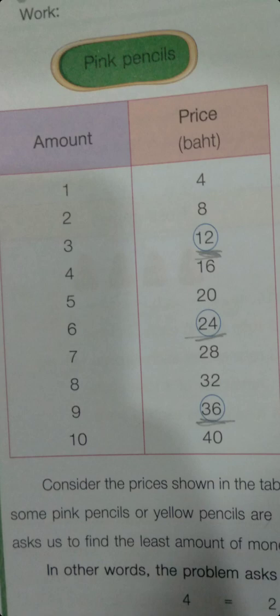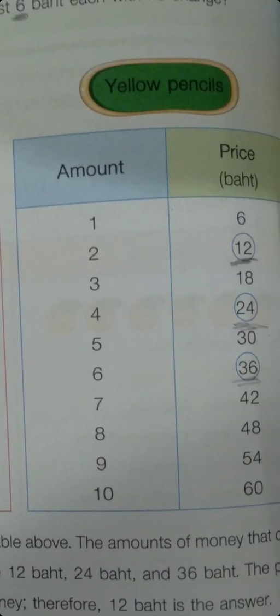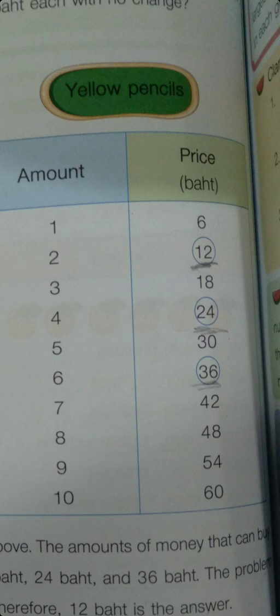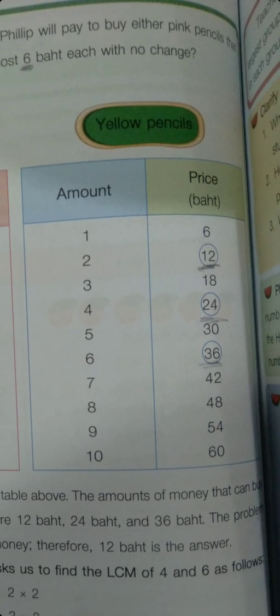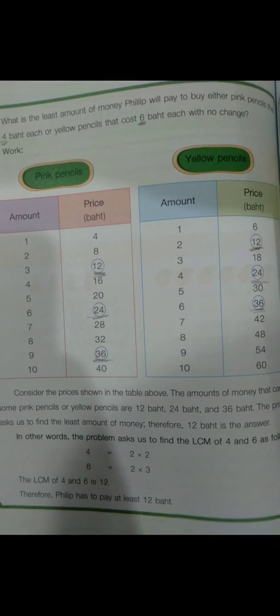Now let's take a look at the yellow pencils. For the yellow pencils, amount 1 is 6 baht. 2 is 12 baht. 3 is 18 baht. 4 is 24. 5 is 30. 6 is 36. 7 is 42. 8 is 48 baht. 9 is 54 baht. 10 is 60 baht. So let's find the answer there.